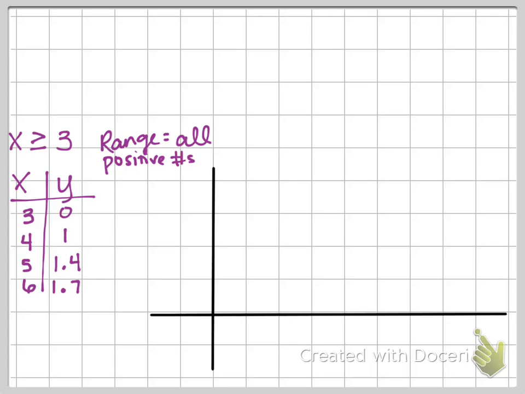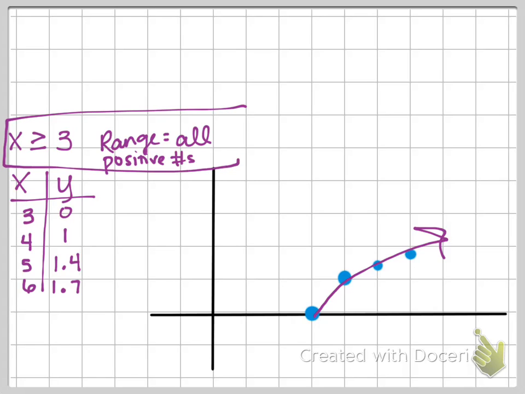So I first go over to 3 because I know my first x value is 3. So I go over 3 and up 0 because my first y value is 0. Okay, then I go over to 4, up 1. Then I go over to 5 and up 1.4. Again, get it as close as you can. And over to 6 and up 1.7. I notice it's a curved line. I always have to start at the dot that I started with. I never want to go below it. And I draw my line up. Okay, I've got my domain and range listed here. And I've got my graph.